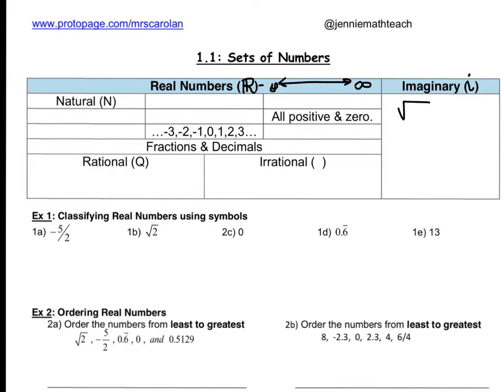And an imaginary number is when you have a negative number underneath a square root sign. A negative sign in front of a square root sign is okay, that's real. But if you have something like the square root of negative 4, that's imaginary, it's not on the real number line.